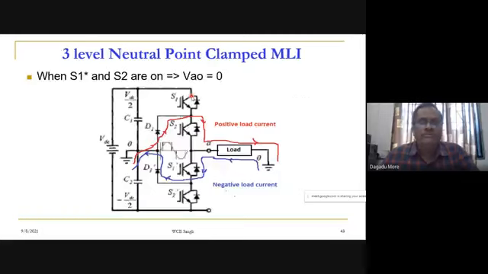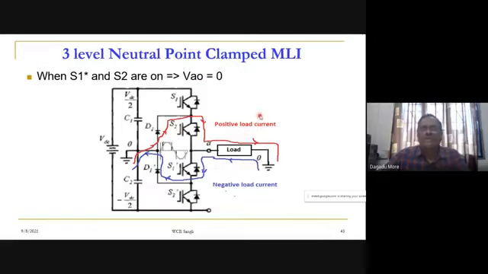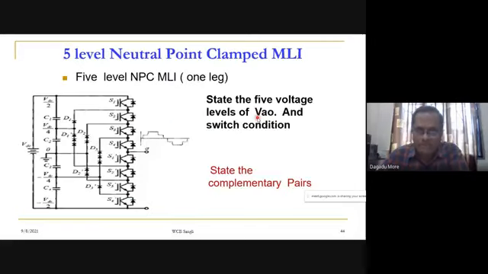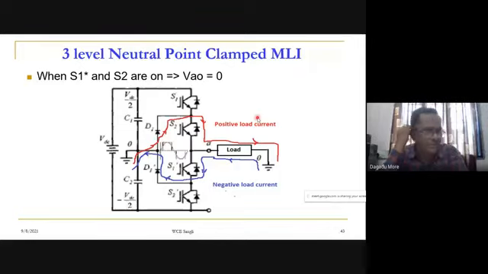Any question? So this is okay. How do we get the output once we know this? From VAO, VBO, VCO, we can get VAN, VBN, VCN. And once we have VAN, VBN, VCN, we can find out the space vector as well as the line voltages. Any question? Am I audible? Yes, sir. Any doubt?